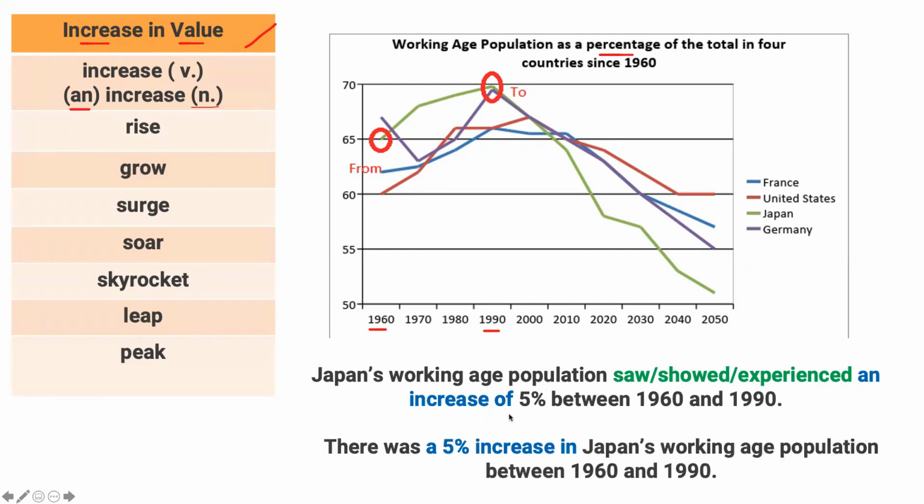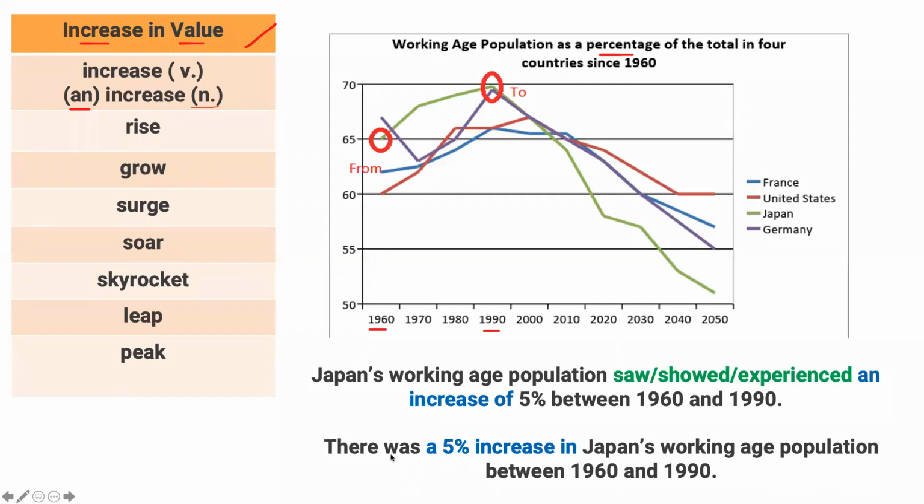Another option we could also say: there was a 5% increase in Japan's working age population between 1960 and 1990. Same example here, we're using a noun. We're talking about the amount of change from 1960 to 1990. Again, we see a 5% increase, so the article here would change to a because it's in front of 5. And we do not need these verbs in green because we've got the verb to be as was.